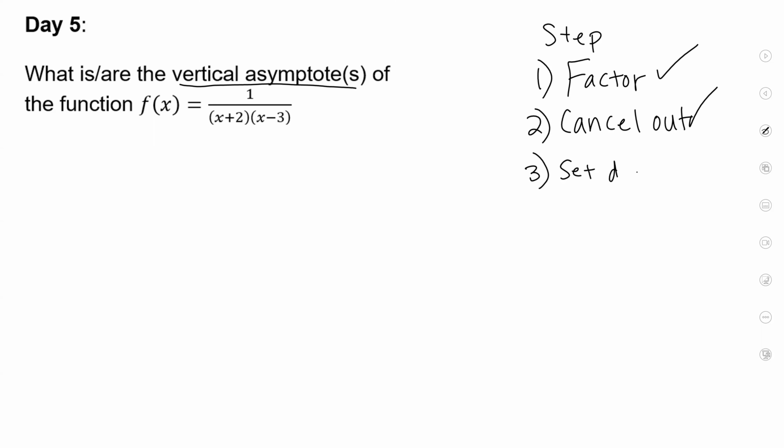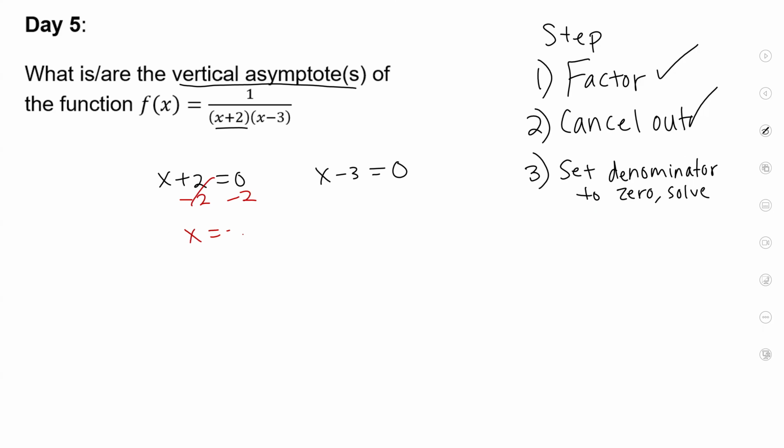Set denominator to 0. And what? Exactly, 0 and solve. So guys, there are 2 items in the denominator. We have x plus 2 in the denominator, set it equal to 0, solve it. And we have x minus 3, set it equal to 0 and solve. So what are my answers? Perfect. X equals -2 and x equals 3. So this is what we learned yesterday. This is how you find the vertical asymptote.